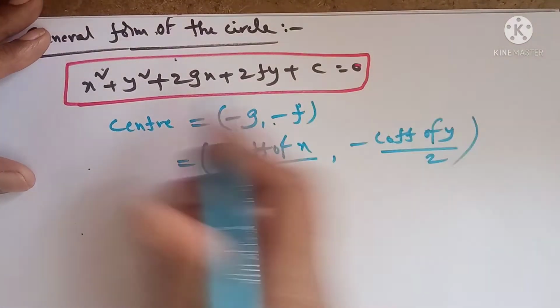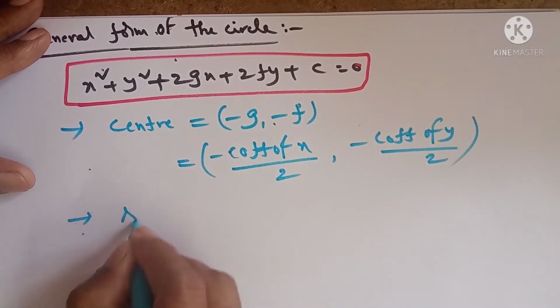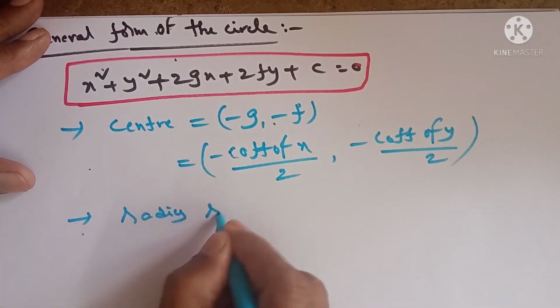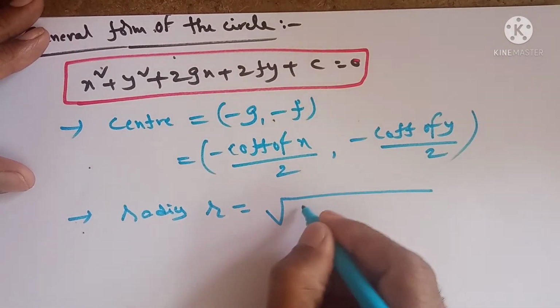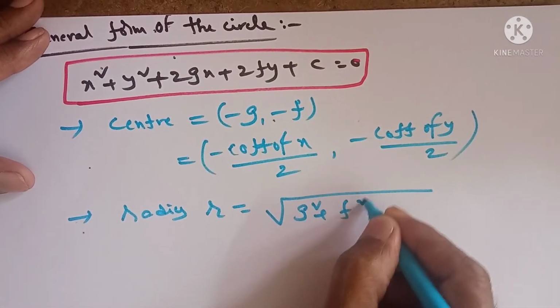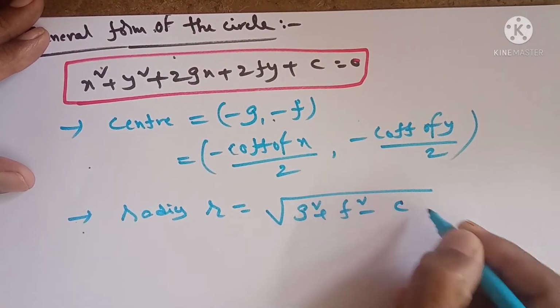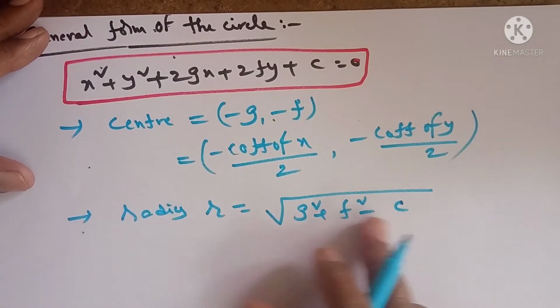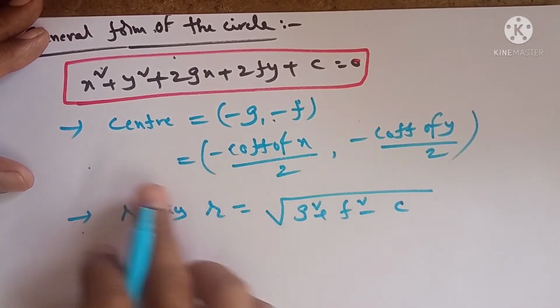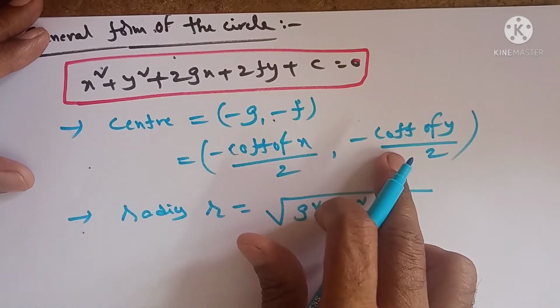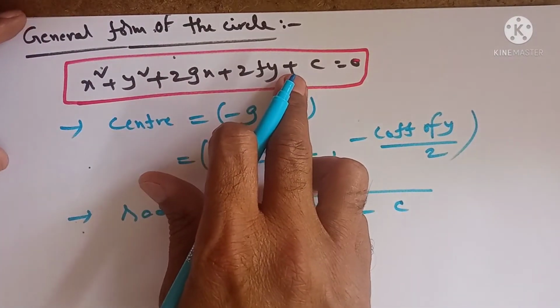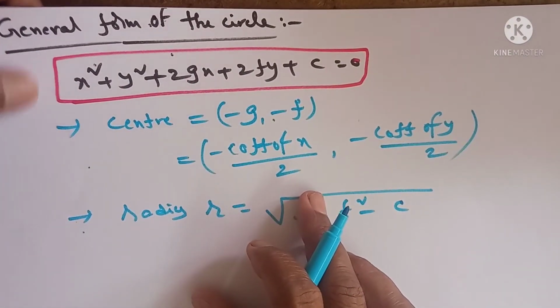Now radius r is equal to under root of g square plus f square minus c. This is the formula to find the radius. This is the formula to find the center for the general equation of the circle.